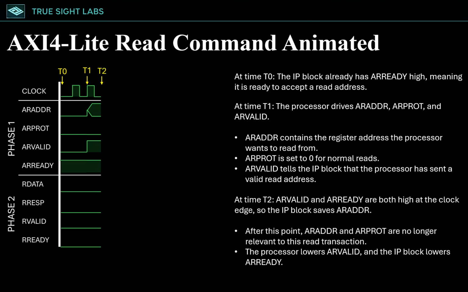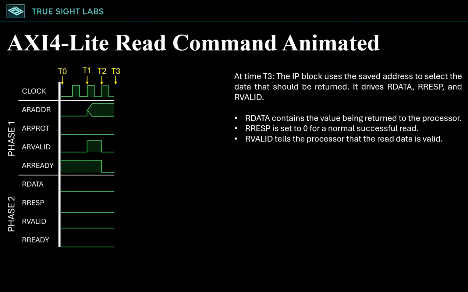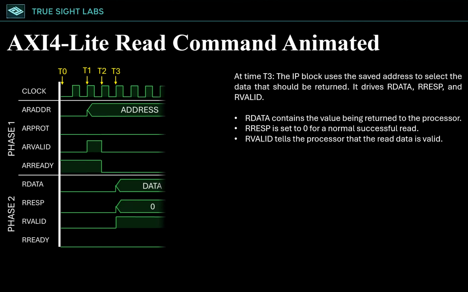At time t2, AR valid and AR ready are both high at the clock edge, so the IP block saves AR address. After this point, AR address and AR prot are no longer relevant to this read transaction. The processor lowers AR valid and the IP block lowers AR ready. At time t3, the IP block uses the saved address to select the data that should be returned. It drives RData, RRESP, and RValid. RData contains the value being returned to the processor. RRESP is set to 0 for a normal successful read. RValid tells the processor that the read data is valid.